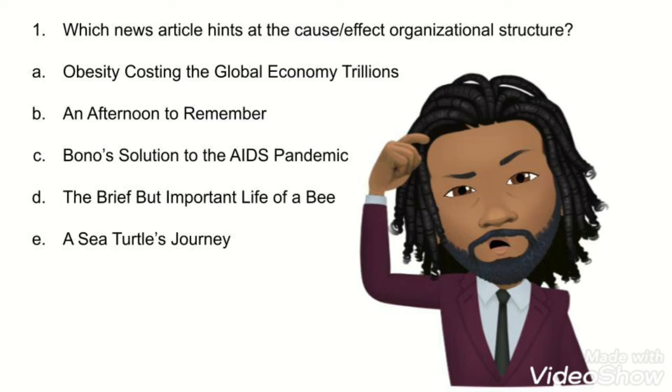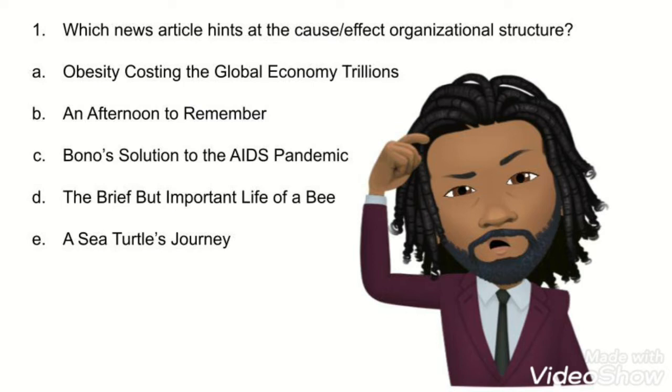We have all the knowledge in our head. We have the grammar rules PDF in our head. And we're just going to dive right into the first question. It says, which news article hints at the cause-effect organizational structure? You have multiple choice. The first thing you want to ask yourself is, what is the cause-effect structure?